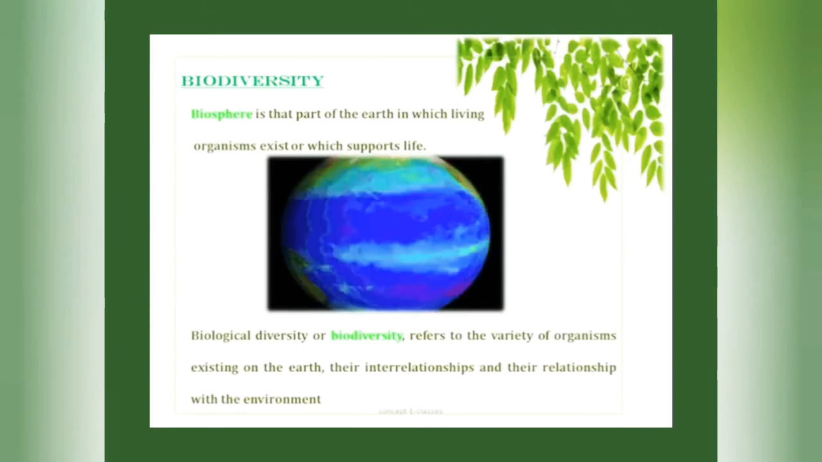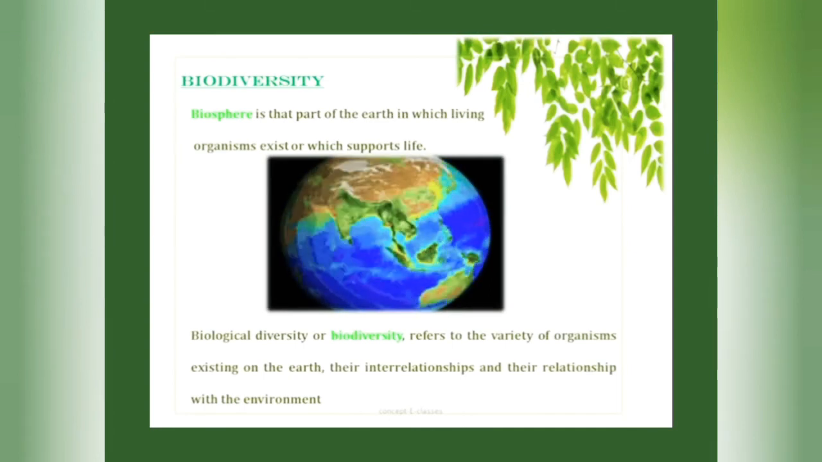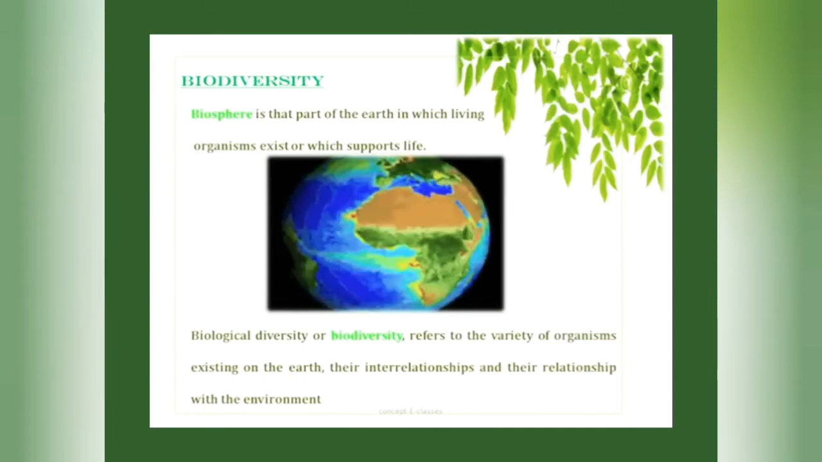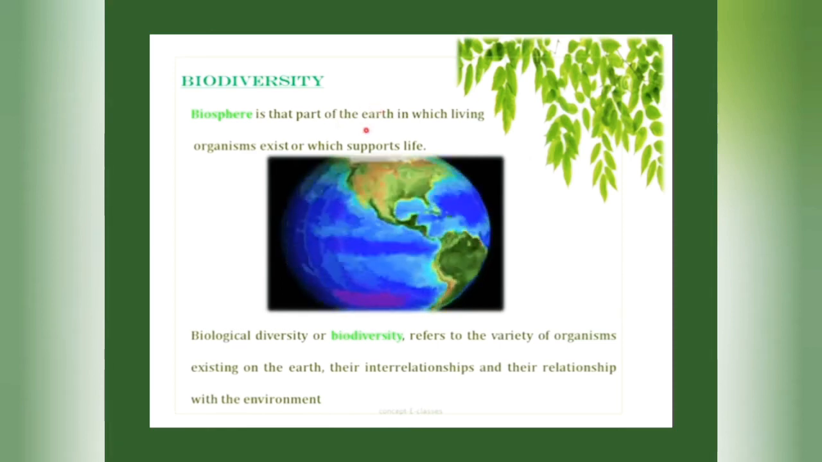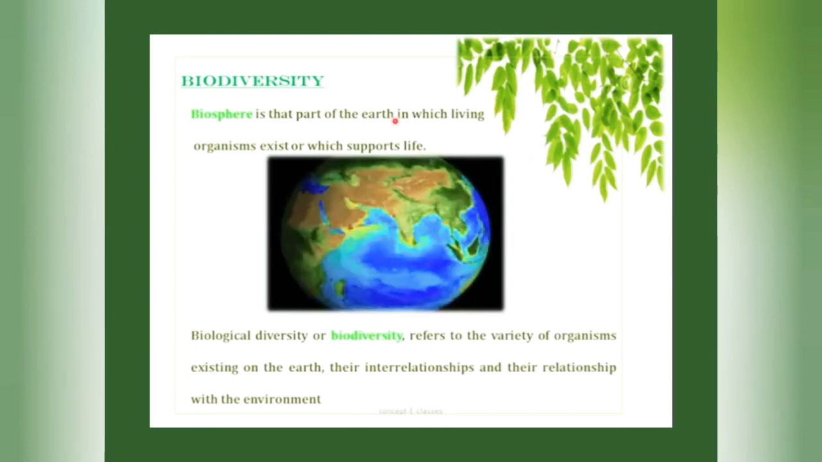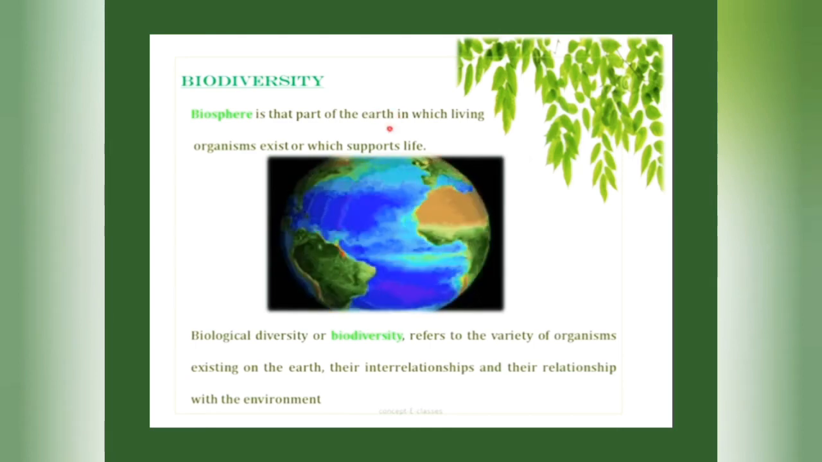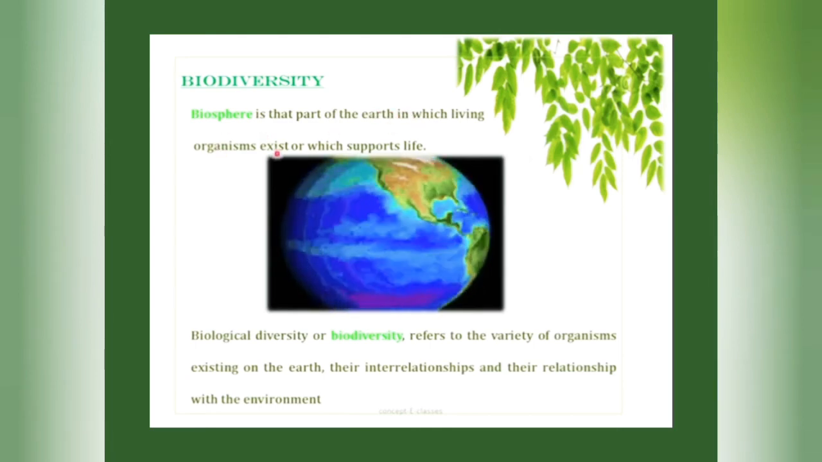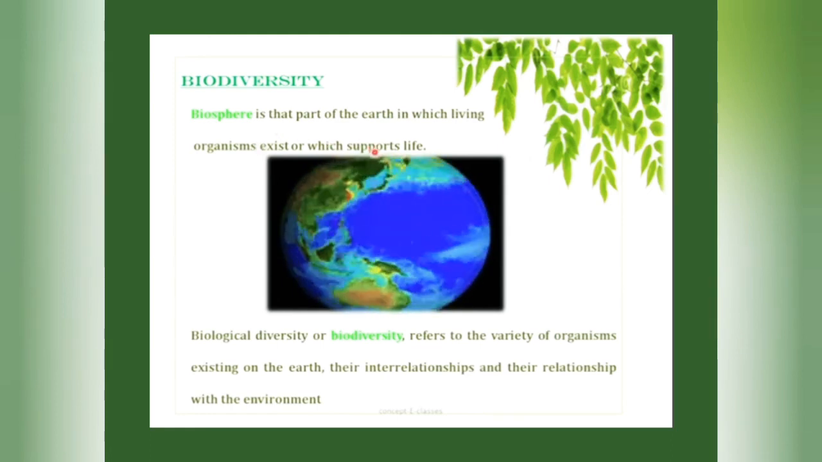The next term is biodiversity. Before that, let's see what a biosphere is. A biosphere is a part of the earth. It is also called the ecosphere, and it is the sum of all the ecosystems. That is, it is the part of the earth in which living organisms exist or which supports life.